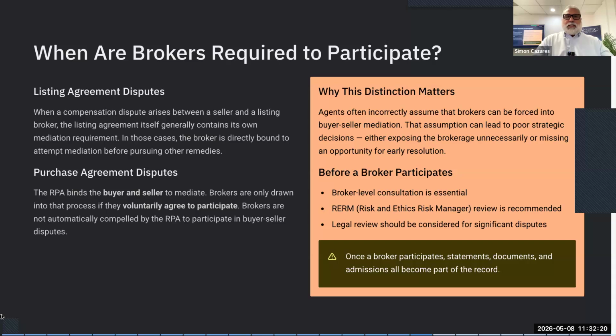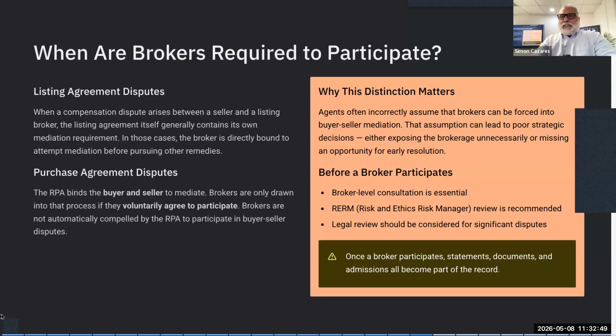The purchase agreement, right, binds the buyer and the seller to mediate. Brokers are only drawn into the process if they voluntarily agree to participate. Brokers are not automatically compelled by the RPA to participate in the buyer-seller dispute. Remember, these are disputes between them. If you can avoid entangling yourself in that, then it's perfectly fine. Okay, you don't have to, but let leadership know so that way we know what's happening as well.